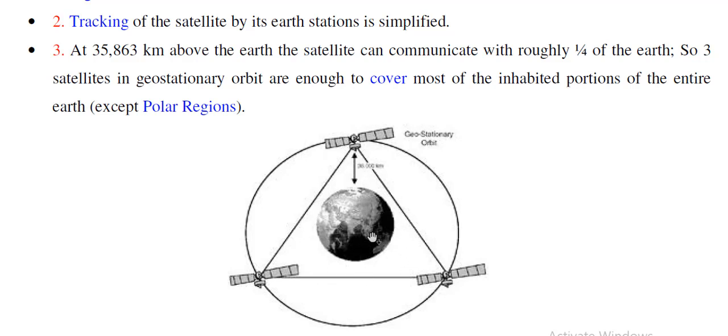Any point on Earth can communicate with any other point on Earth using one of these 3 satellites, if we exclude, of course, the portions that are not inhabited, let's say the polar regions. If we don't want to cover these uninhabited regions, only 3 of them are enough to cover the entire Earth.